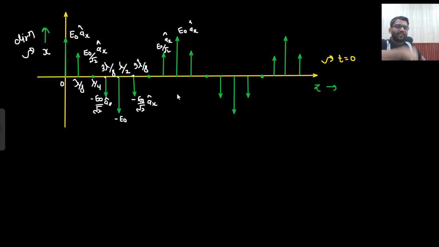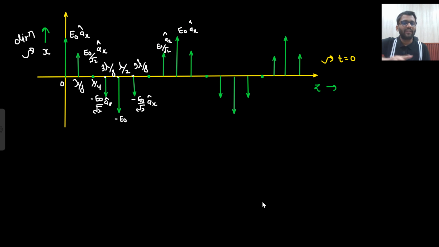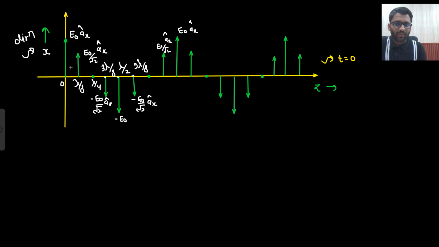So what did you understand by this point? At t equals to 0, when you click the picture, you thought that you are getting a constant waveform. No, there are vector fields. This vector field I plotted at 0 and lambda by 8. In between, lambda by 12 will also come, no? Here in between some other things will also come, right? In that manner things will keep on coming, no?